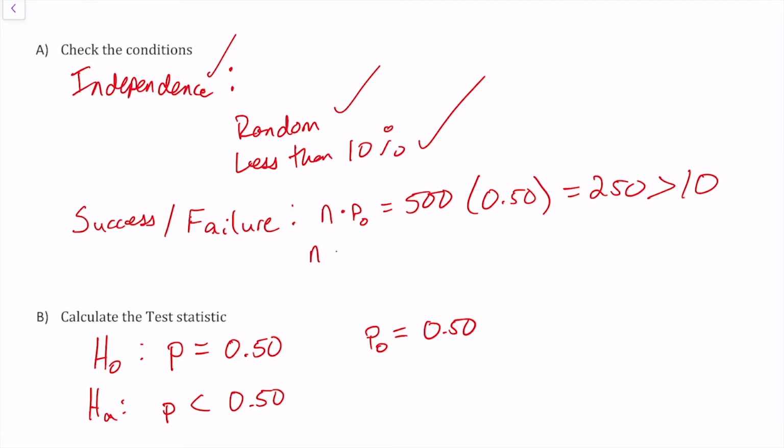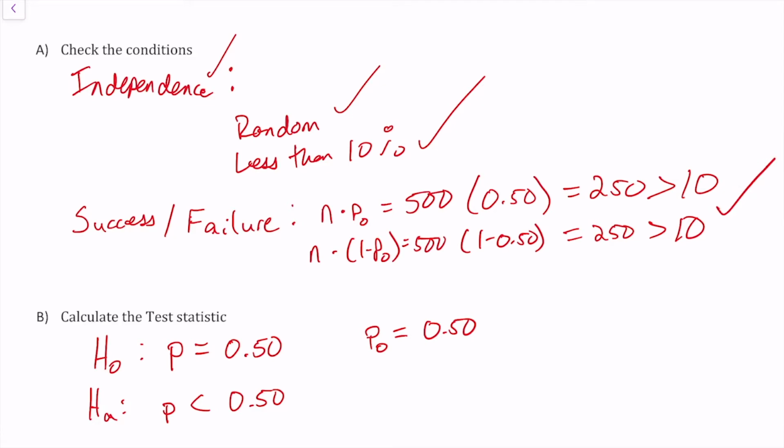And then we do N times 1 minus P naught. So that'll be 500 times 1 minus 0.50. So 1 minus 0.50 is still 0.50 times 500. That also gives us 250. So that's greater than 10. So are all the conditions met? You betcha. Okay?